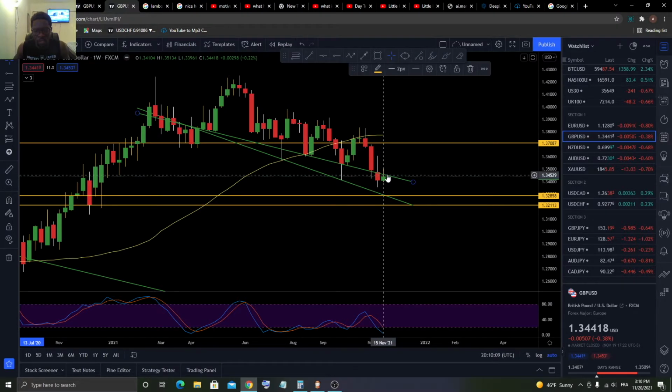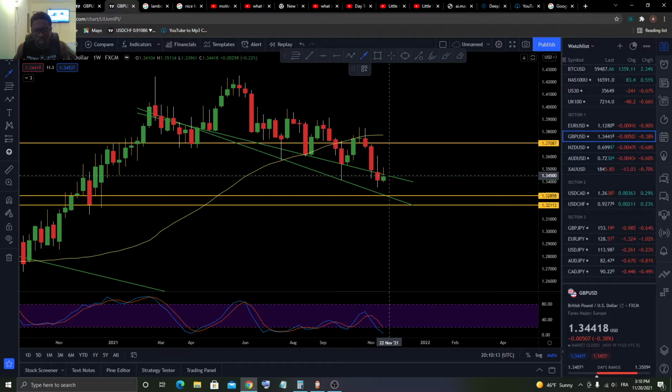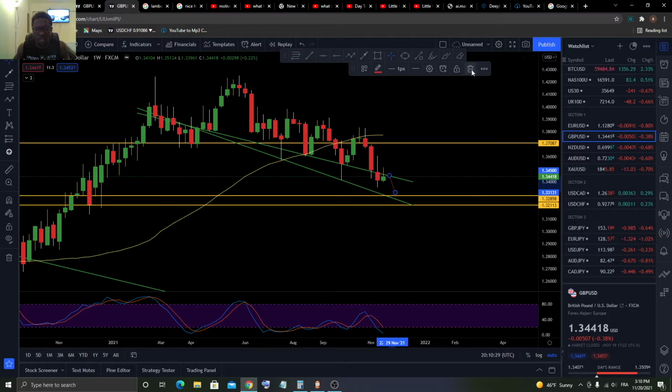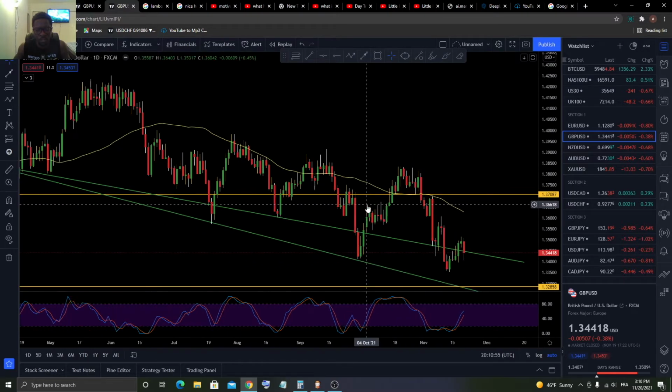from here, price might come back to test this area. You feel me? Or this one. It's gonna depend. Price can break it. Price can come all the way down here or here. It will depend. But I know for sure that this might be my target. So let's go into the daily to see.